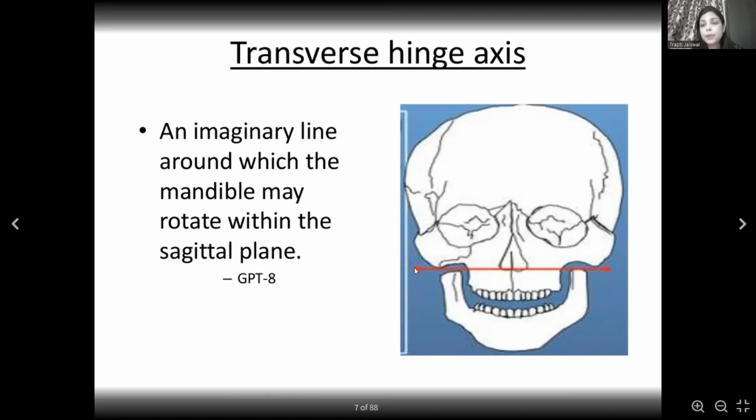In this range of movement, there will be only rotation of the condyle. There will be no translation; rotation means it is moving in the same space. So the line along which the rotation of the condyle occurs is the transverse axis, the hinge axis.